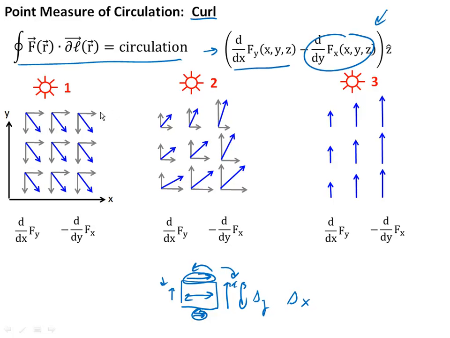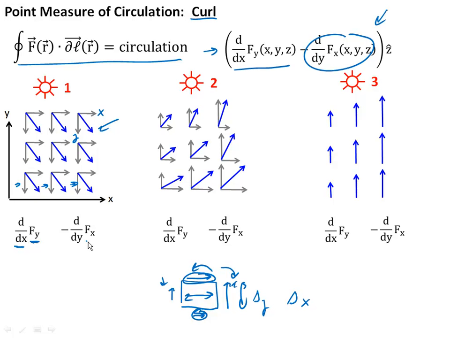Essentially, if you look at case number 1, I've represented the vector field as the blue arrows right here, and I've represented the x components as gray arrows and the y components there also as gray arrows. And now I can ask, as I go in the x direction, are the y components changing as I move in x? Well, here's a y component, here's a y component, here's a y component. That's not changing as we move in x. They're all the same length.